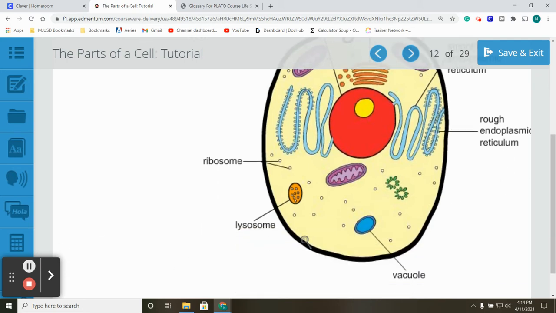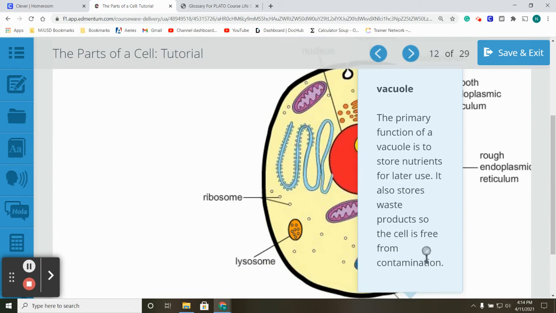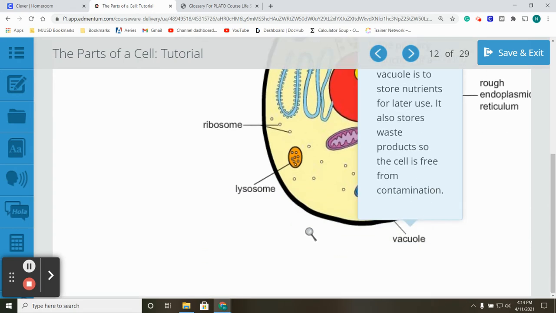My bad. A vacuole. The primary function of a vacuole is to store nutrients for later use. It also stores waste products so the cell is free from contamination.